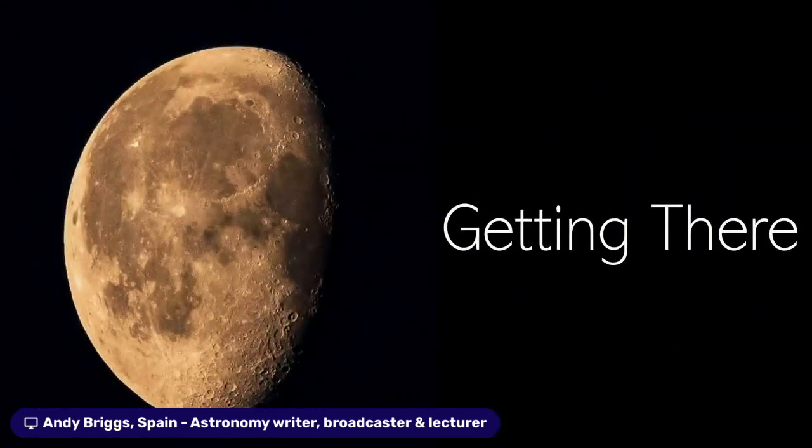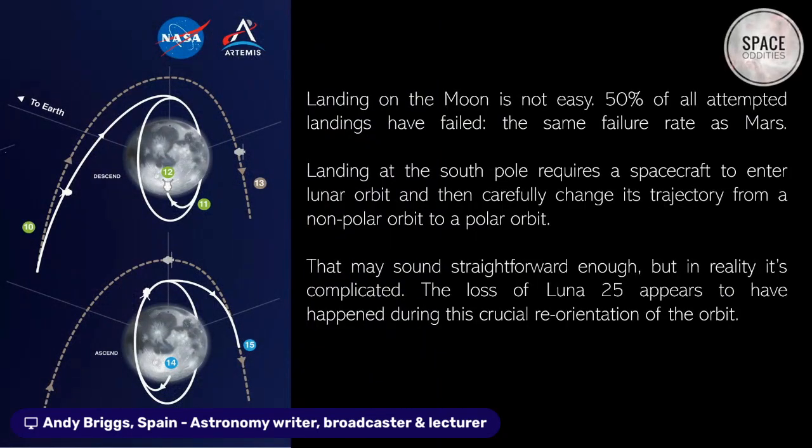Now, how do we get there? Well, actually, as Luna 25 found out this week, landing on the moon's south pole, or the north pole, come to that, is not easy. But actually, landing on the moon generally is not easy. 50% of all attempted landings on the moon have failed, and you may know that that's exactly the same failure rate as Mars, funnily enough, in a weird cosmic coincidence.